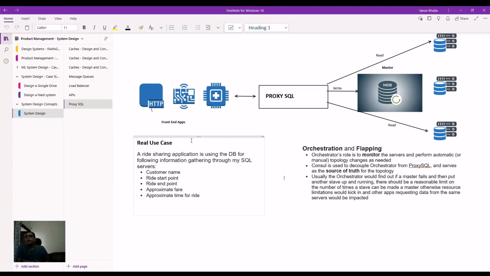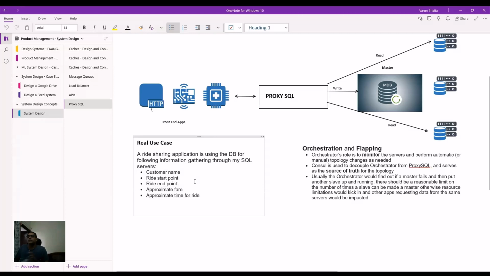Now imagine hundreds of users are requesting this information at a busy station, right? Customer name is basically some sort of an identifier. You get a ride start point and a ride end point. What is going to be fetched is the approximate fare and the approximate time for the ride, right?